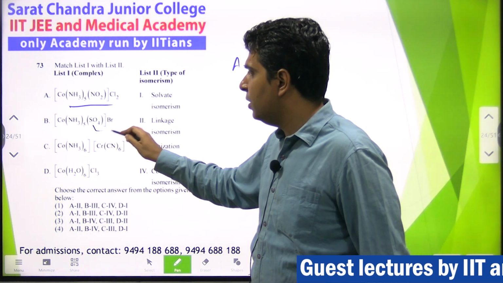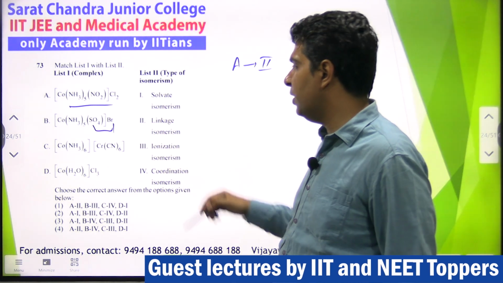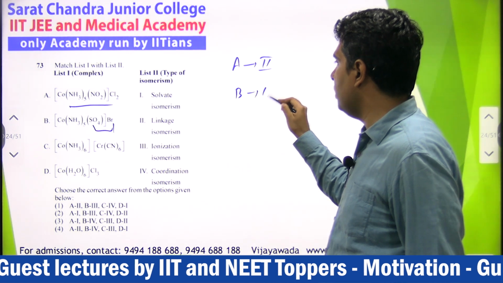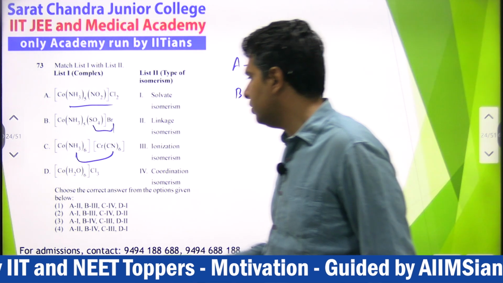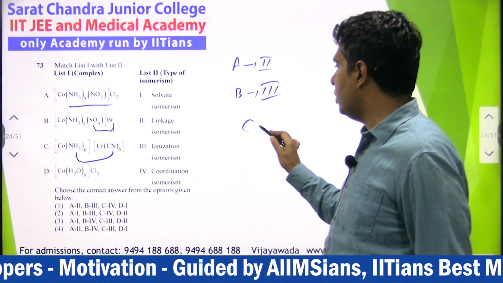Then over here, it can show ionization isomerism. The ions can be exchanged and different ions will be formed. So B is corresponding to 3. It is showing ionization isomerism. This one, the complexes can be changed. So this one can show coordination isomerism. So C is corresponding to 4.